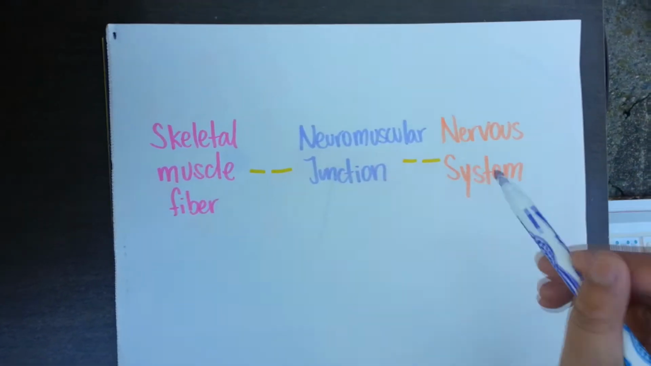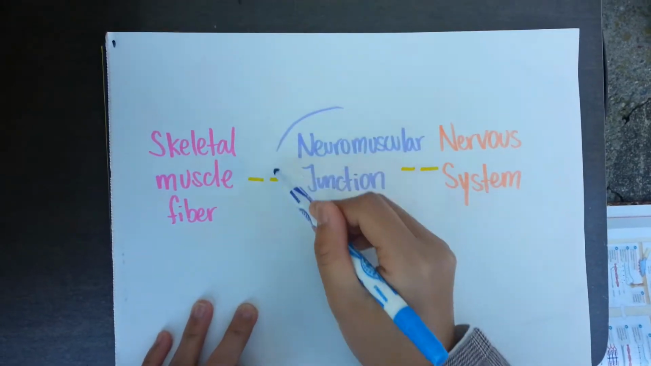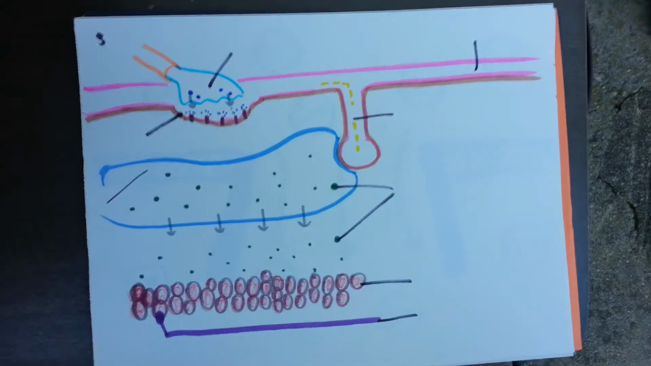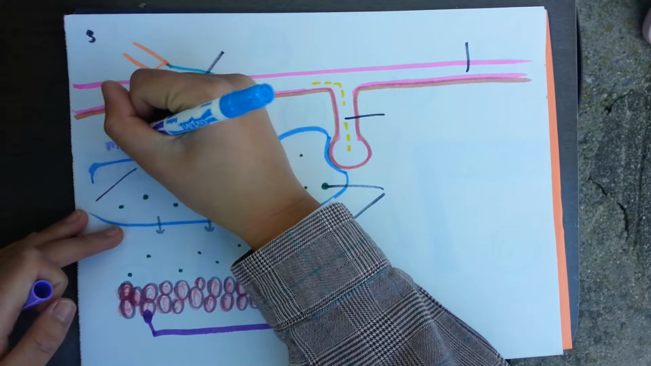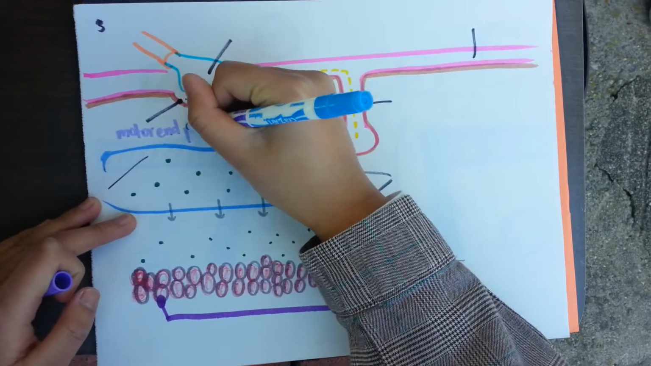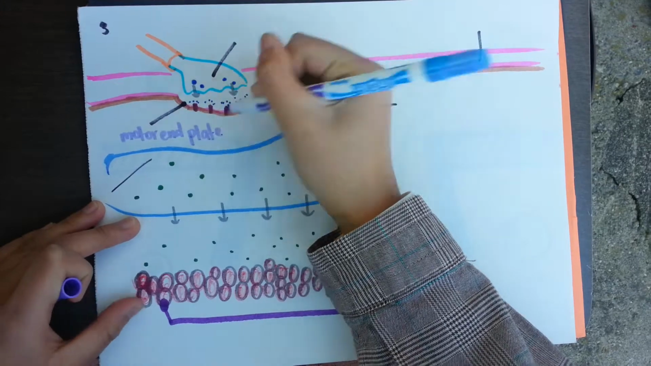Skeletal muscle fibers contract by getting a signal from the nervous system. The specialized intercellular connection that acts as a communication link between the two is a neuromuscular junction. Skeletal muscle fibers are controlled by nerve cells called motor neurons. These are nerve cells that have many branches and axons that action potentials, or APs, travel down.